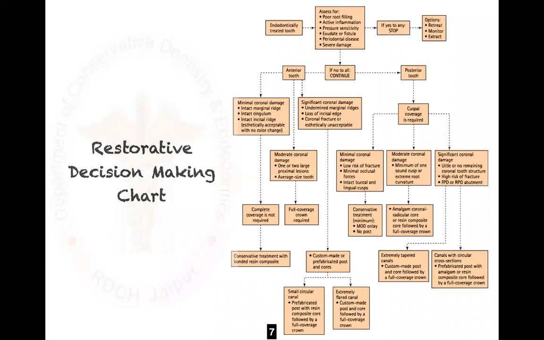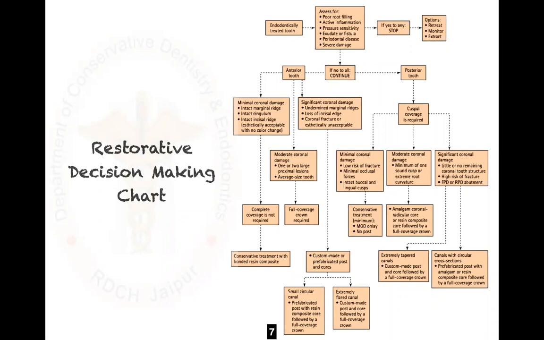Now, how do you decide in which canal I am going to place a post, in which canal I am going to make my custom post? So in such cases, the one canal which is circular and rounded and a little thick, a little wider, because in cases like these the failures are minimal and it is easier to fabricate a post. And definitely you will have to figure out which side has more damage, which is the side you can get a good ferrule on, and on that basis you will decide, in a multi-rooted tooth I'm talking about, definitely a posterior. Prefabricated post with amalgam or resin composite followed by a full coverage crown.